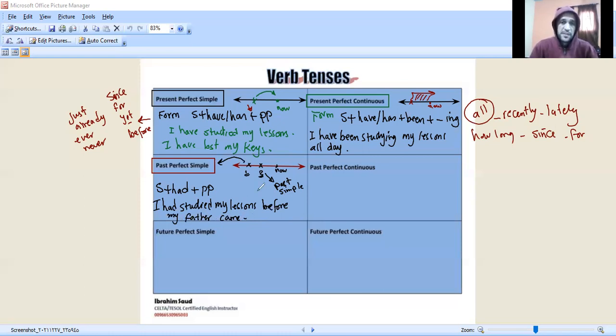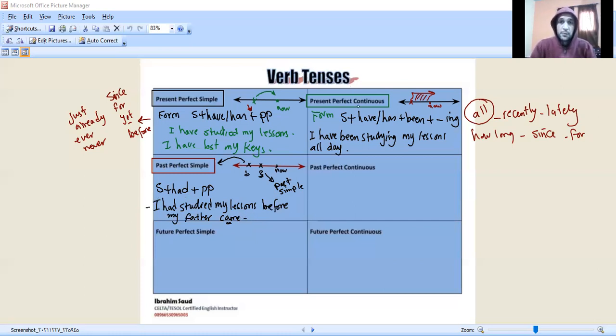Okay, so the first action is I had studied my lessons, and the second action is my father came. Take care that the first action is the past perfect simple and the second action is the past simple, as you can see in the second part of this sentence, which is came. Okay, again, the past perfect simple is used to express the idea that something happened before something else in the past, as you can see in this example.